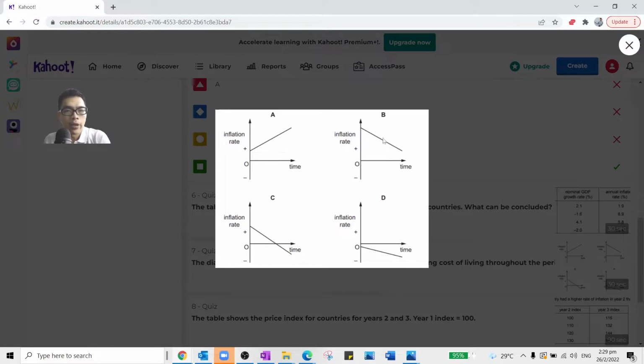So you realize that for questions A and B, the inflation rate is positive. No doubt question B experienced disinflation. So your cost of living is still generally increasing for A and B. For part C, only partially correct. Why? Because only half the time you experience deflation. So part D is the correct answer.